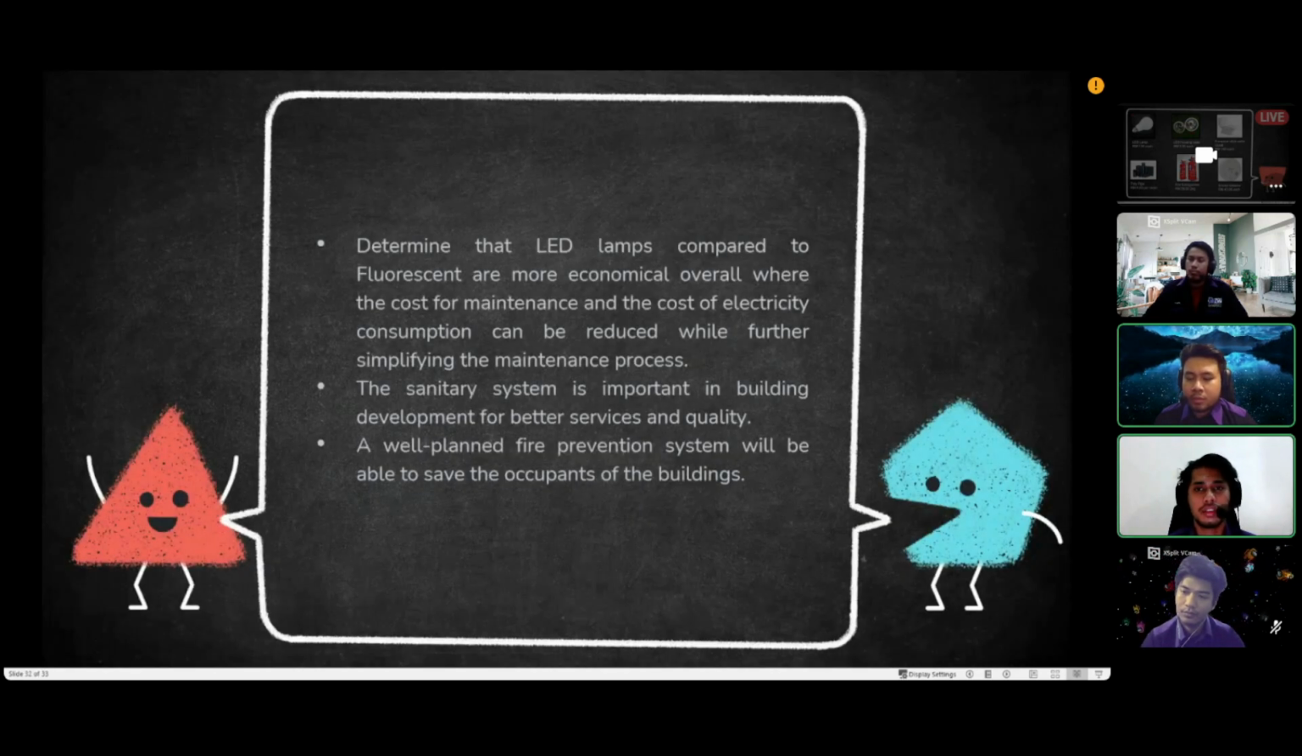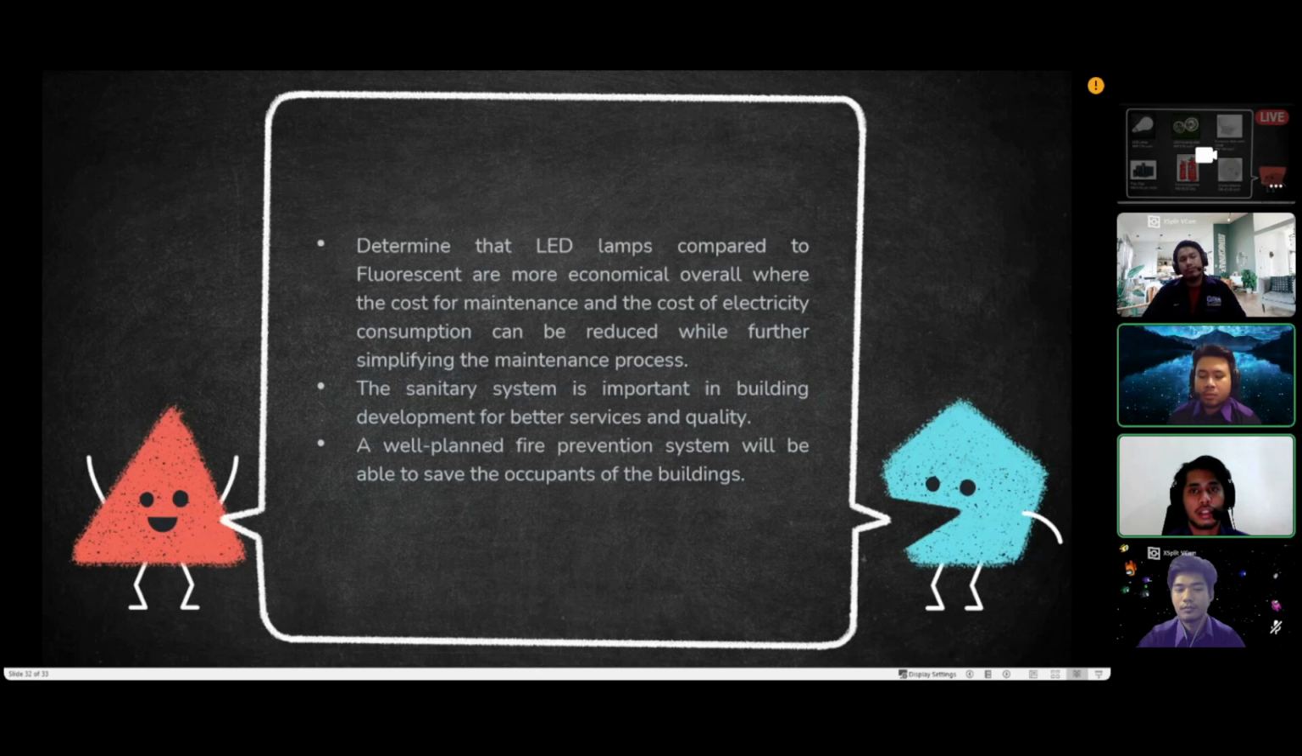The conclusion is, based on this project, we can determine that the design of the existing lamp in the store is not very optimal, where the brightness of the lamp is uneven due to the non-strategic lamp position. So we can make a calculation for the number of lights required in an area to achieve the desired flux value by using the given formula. We also determine that LED lamps compared to fluorescent are more economical overall, where the cost for maintenance and the cost of electricity consumption can be reduced while simplifying the maintenance process.